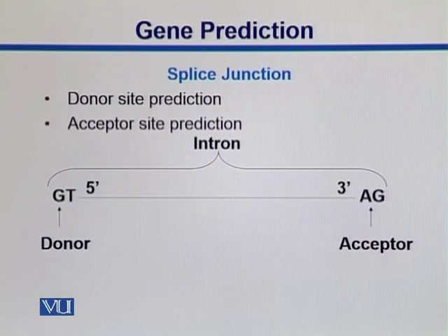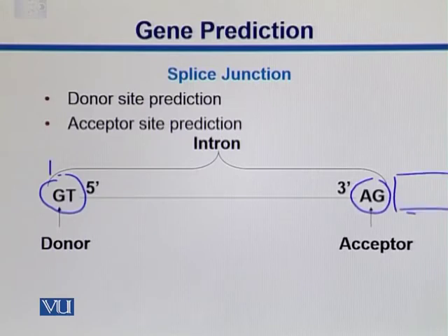What are splice junctions? We have introns in eukaryotes. Introns and exons are separated from one another, but at the junction of an exon and an intron, we start with GT. This is the segment that is part of the intron. Introns start with GT and end with AG. So if we have GTs and AGs spaced by a certain distance, we suspect that this region is actually an intron.